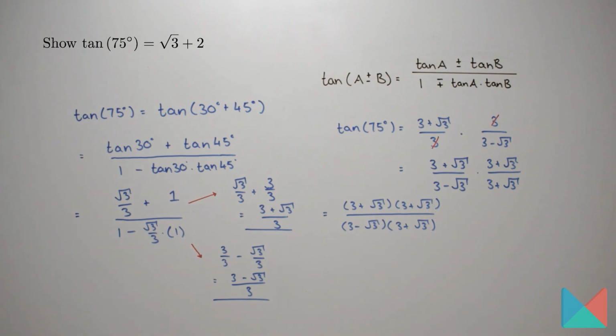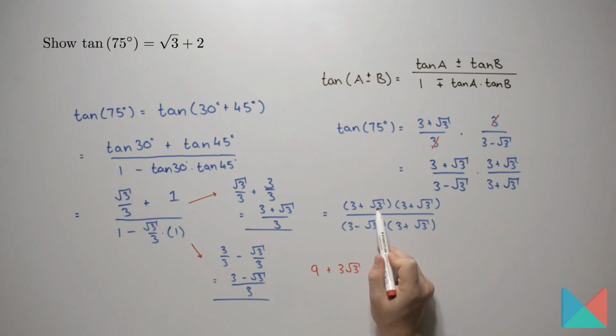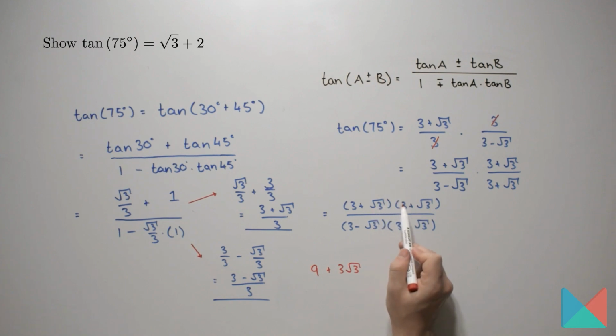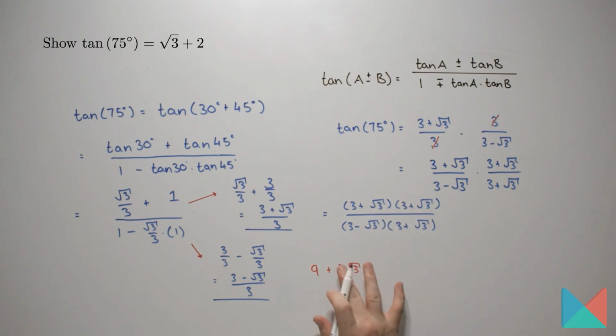And so to the side, let's do the top of our fraction first. I'm going to have 3 times 3, which is 9. And this is using our crab claw method of expansion. We're going to have 3 times root 3, so we're going to have plus 3 root 3. And then we're going to have 3 root 3 times 3, which is going to be another 3 root 3 that we're adding on. So this 3 is going to change into a 6.